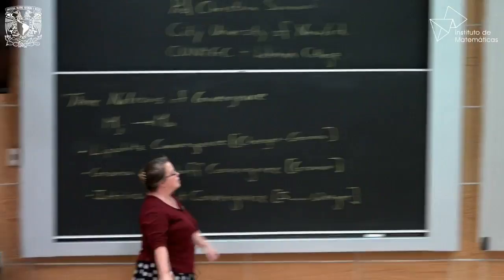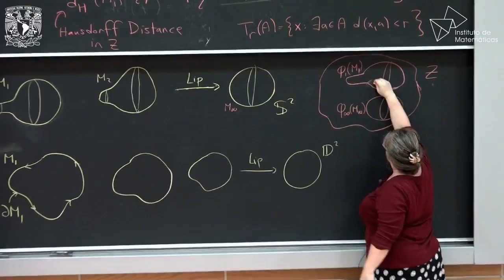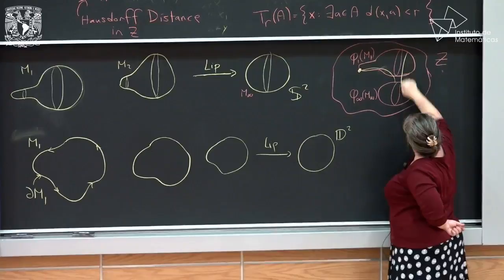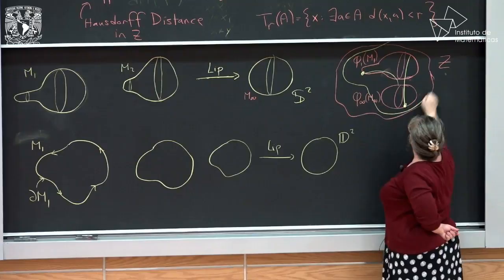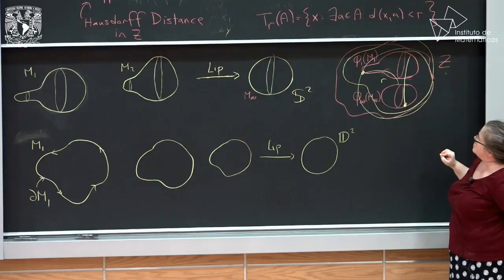If this is Z, they're sitting in Z, the tubular neighborhood around him reaches all the way to here, and that would be the distance. And then to get from the tubular neighborhood around him to include all of him, we take these large tubular neighborhoods around each one, and then this is giving my estimate R, which then estimates the Gromov-Hausdorff distance.